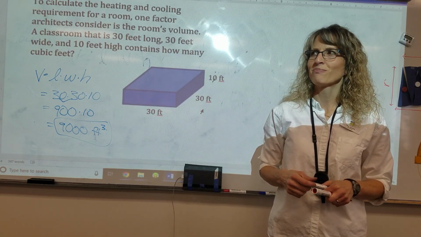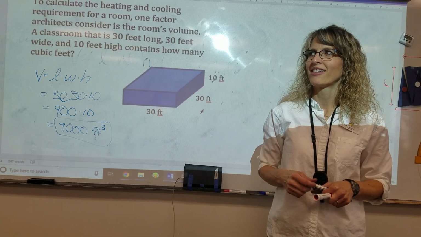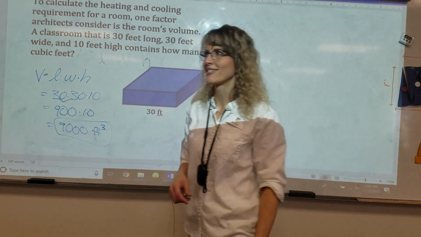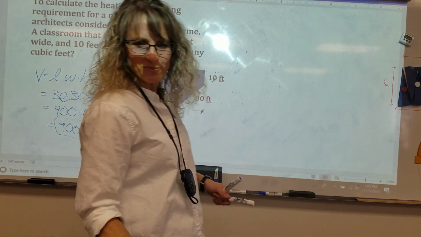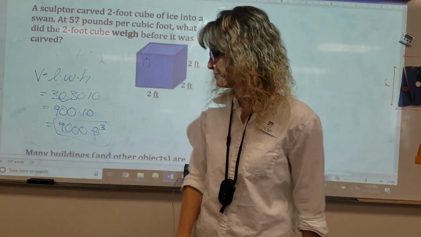If you think it's on the bottom right, there it is. So here's your volume of a right prism. Here's your volume of a rectangular prism. So if you forget, there they are. Okay, got a couple more.